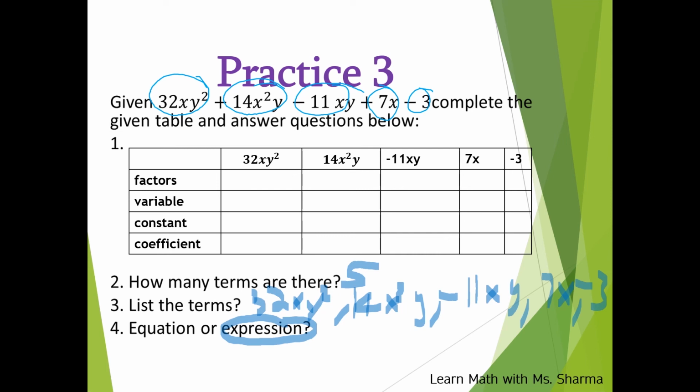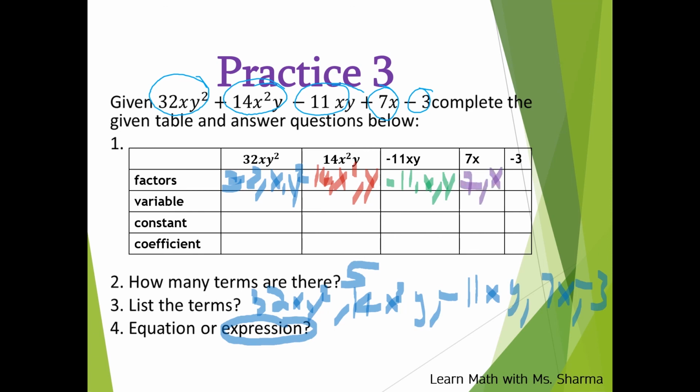So the factors for 32xy squared is 32, x and y squared. Factors for 14x squared y is 14, x squared and y. Factors for negative 11xy is negative 11, x and y. Factors for 7x is 7 and x.